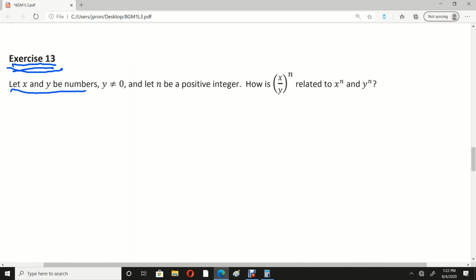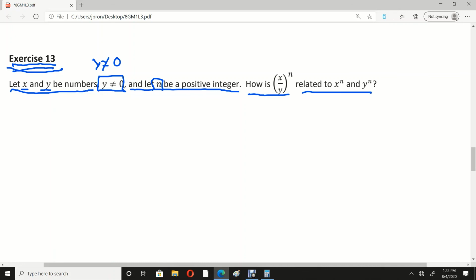Let x and y's be numbers. Okay, no problem. They're numbers. Great. It doesn't matter what number they are. Except y can't be 0. That's what this means here. Y does not equal 0. Okay. Again, that's kind of irrelevant to what we're doing, but that's fine. Yeah, y can't be 0. And let n be a positive. So n is a number. Again, it's just some number. How is x over y to the nth related to x to the nth and y to the nth?